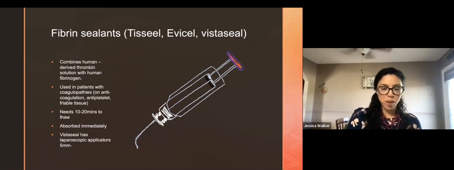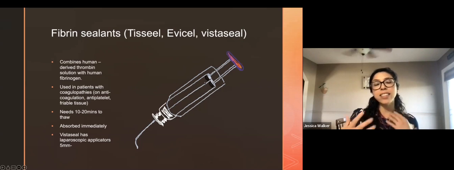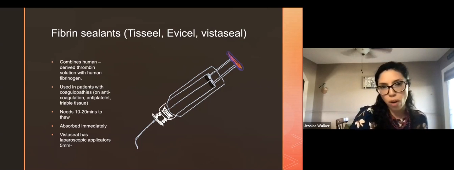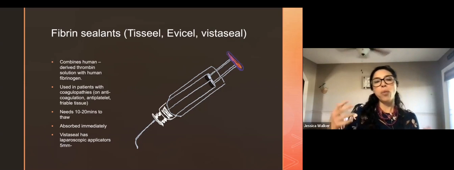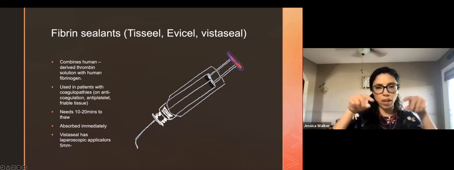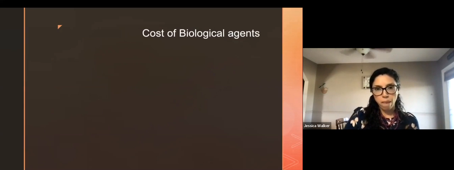And here's another one of my drawings, guys. I don't know if you can actually see, but inside it is clear. This whole thing here is clear. So you can see there are two syringes. One will have the thrombin and one will have the fibrinogen. Whenever you apply it, you hook this little applicator and you just push on the plunger. Then it's going to combine both products, of course.